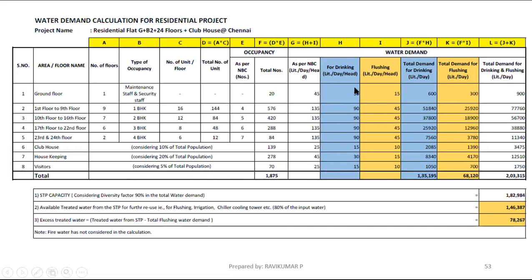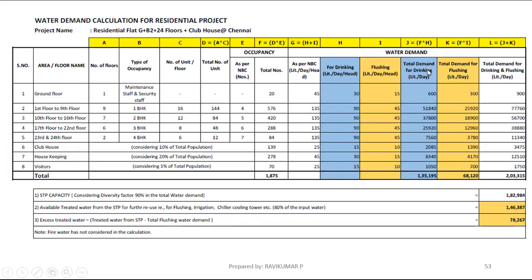In the 25 liter, 15 liter is for domestic use and 10 liter for flushing I took here. If you multiply, 1050 liter you will get for domestic purpose and 700 liter for flushing purpose. If you add both, 1750 liter will come.